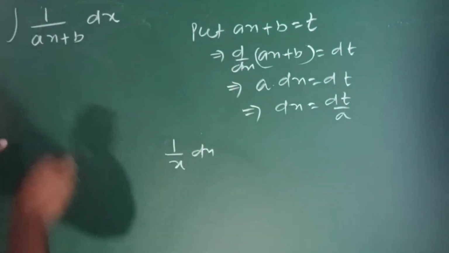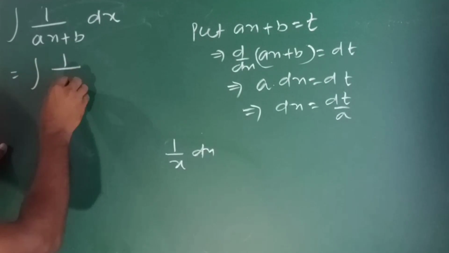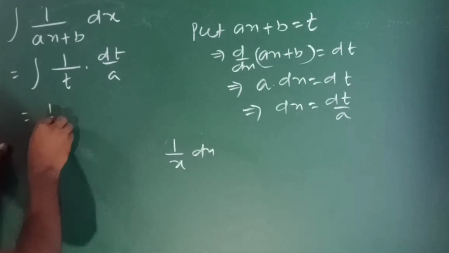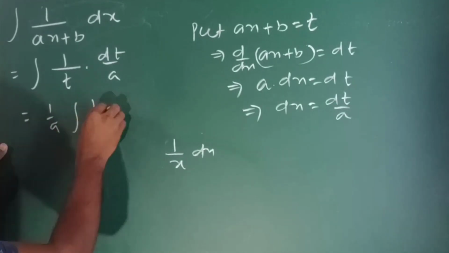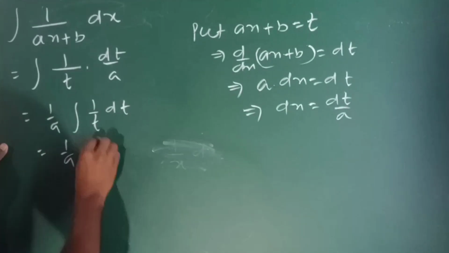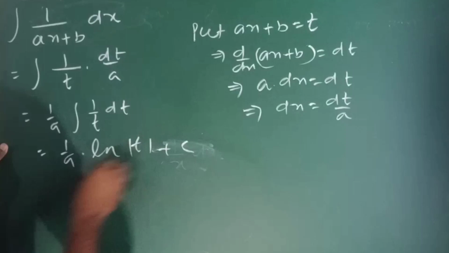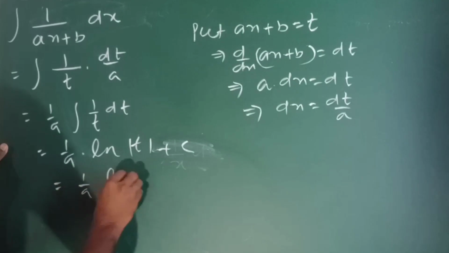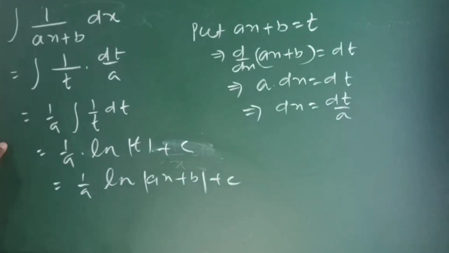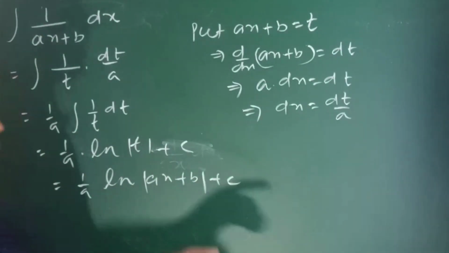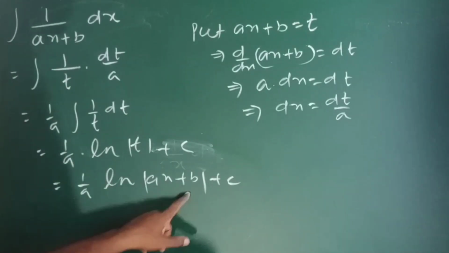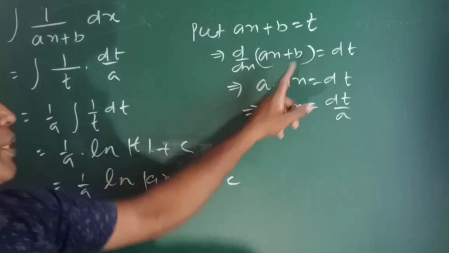So the main problem is now 1 by t, and dx is dt by a, which is equal to 1 by a into the integration of 1 by t dt. 1 by a, the integration of 1 by t is ln t plus c, and this is 1 by a into ln of (ax plus b) plus c. Look here, the integration of 1 by x is ln x, but the integration of 1 by (ax plus b) is ln (ax plus b), and we divide by the derivative of ax plus b, which is a.